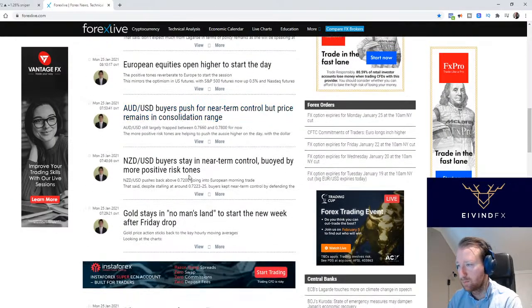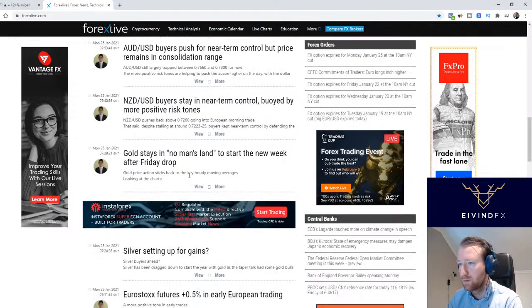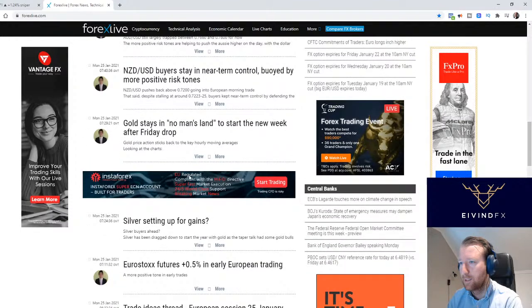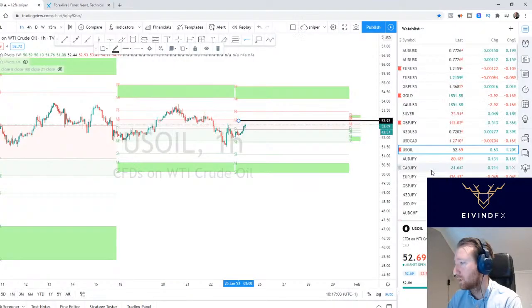New Zealand dollar. Biden saying bears are in near-term control. I would say so. It was quite strong. Gold is in no man's land. I would agree to that. But yeah, great. So a bit of free commercial for them there. Great.